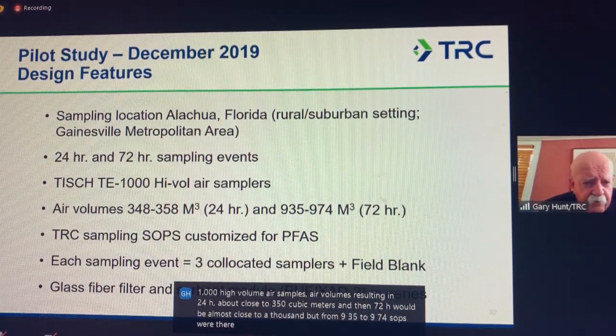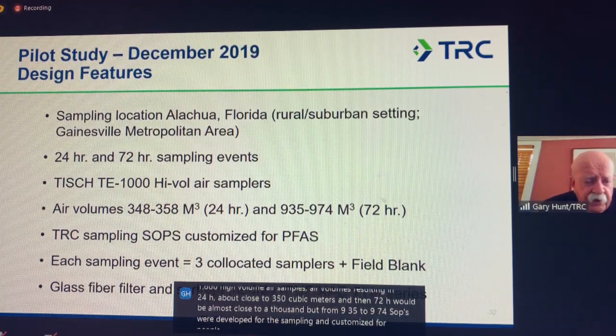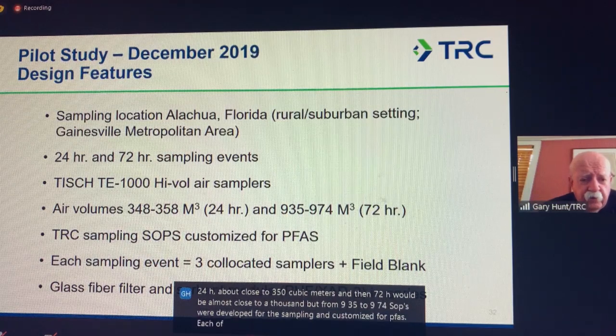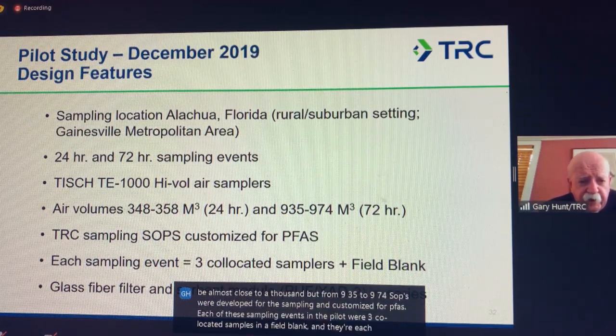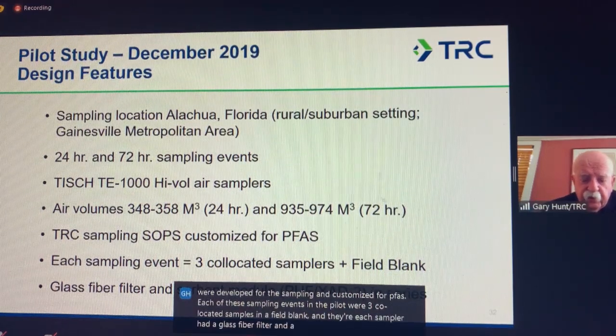SOPs were developed for the sampling and customized for PFAS. Each of these sampling events in the pilot had 3 co-located samples and a field blank, and each sampler had a glass fiber filter and a sorbent module in series.